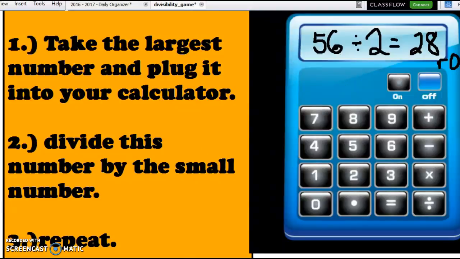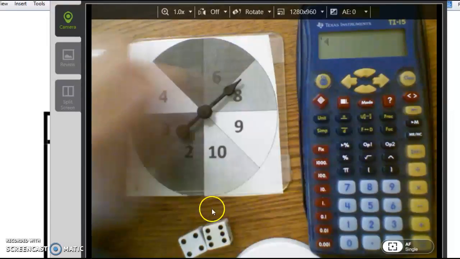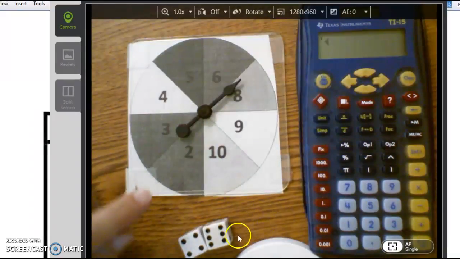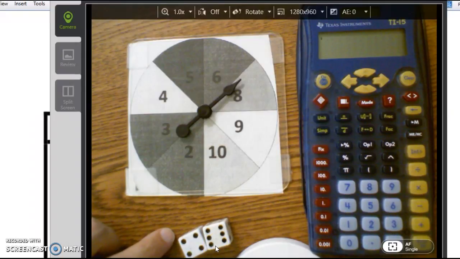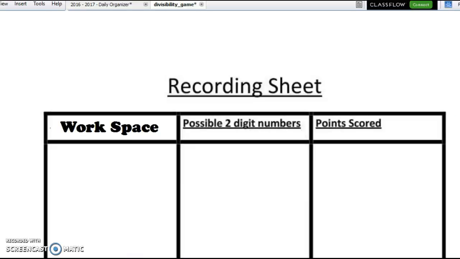Let me show you how to play. To play today's divisibility game, you'll need a spinner, a calculator, or the divisibility rules memorized, and a couple of dice. The reason you'll need each of these is because the spinner and the dice are going to create the numbers that you're going to be checking for divisibility, and the calculator could be used if you don't know your divisibility rules. You'll also want this following paper. This paper will give you an opportunity to show your work or what you're plugging into the calculator, and it will also help you keep score. Let me show you how.